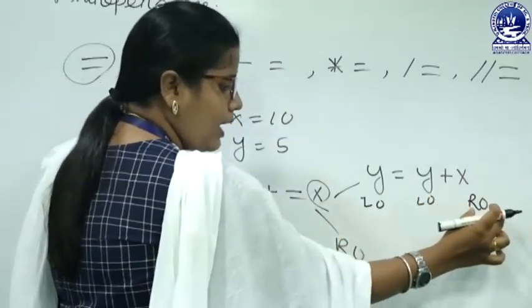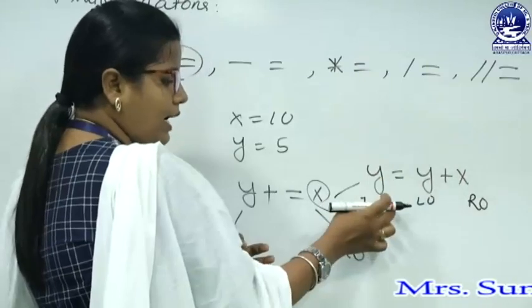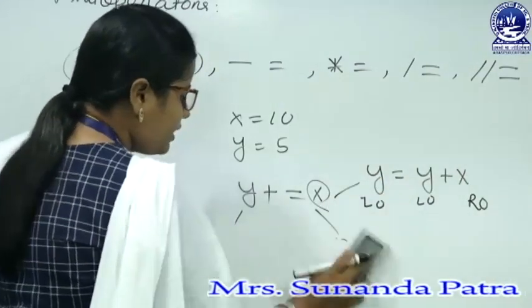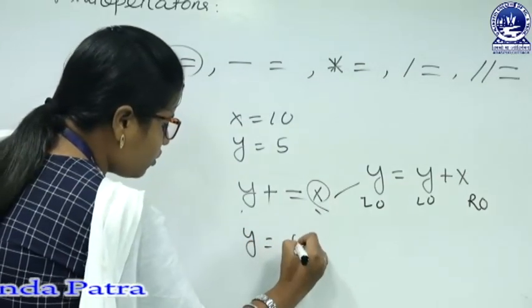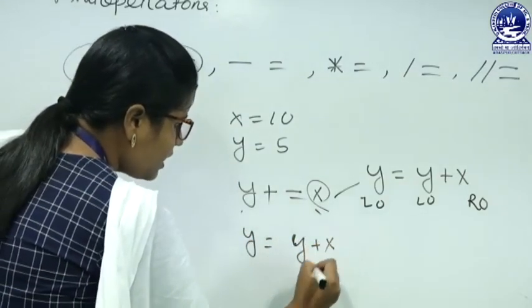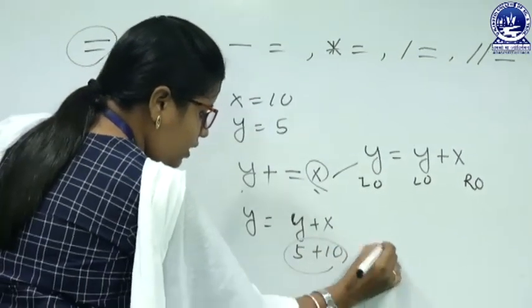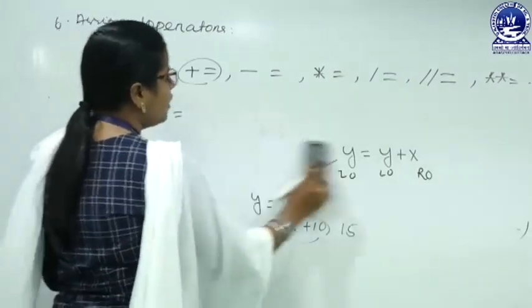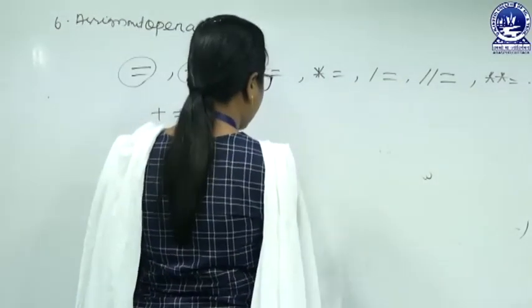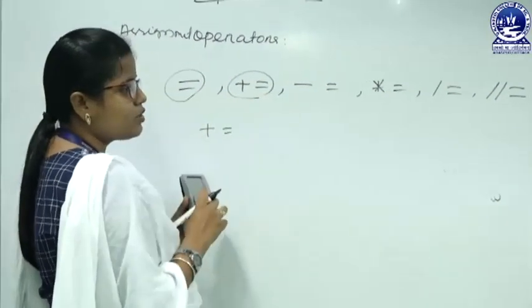The left operand and right operand will get added and the result will be stored at the left operand. So, what will be the result? This means y equals y plus x, that is 5 plus 10, that is equal to what? 15. So, y will get assigned with 15. Like that you can try all these operations, like subtraction equals, multiplication equals.